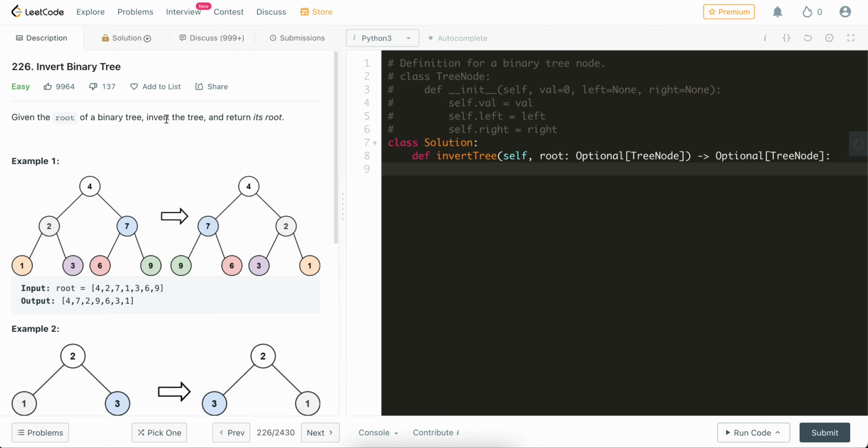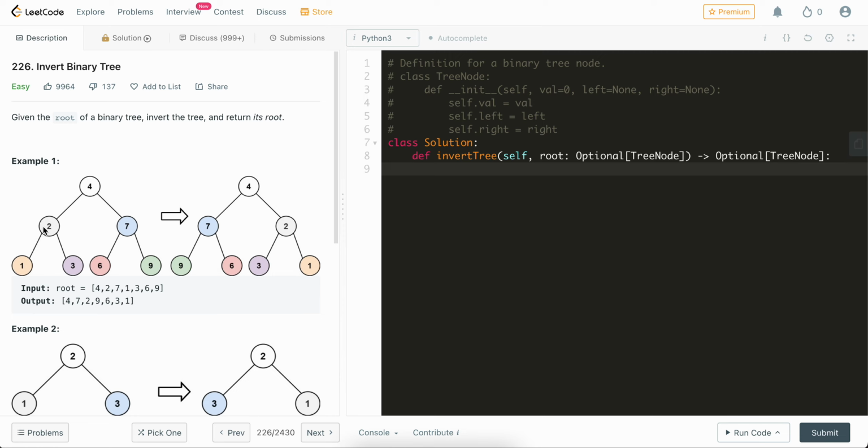We want to invert the tree and return its root. This is a giveaway that we're going to be returning the root of this tree. So basically we're going to start at the top of the tree and modify it down, but at the very end we still want to return the top of the tree. And just looking at this briefly, we can kind of see what's happening here.